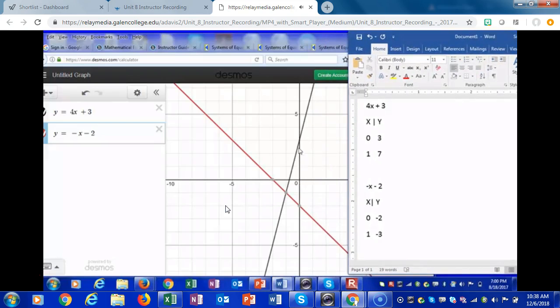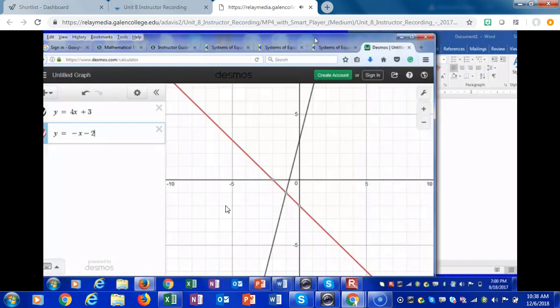At 0, we're at 3. At 1, we're all the way up. 1, 2, 3, 4, 5, 6, 7. At 0, we're at negative 2. And at 1, we're at negative 3. Our intersection point is at negative 1, negative 1. Okay? So just a way to look at it in terms of an actual calculator. What is it going to look like when I graph it?